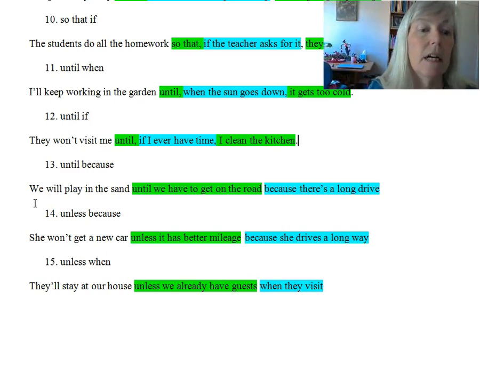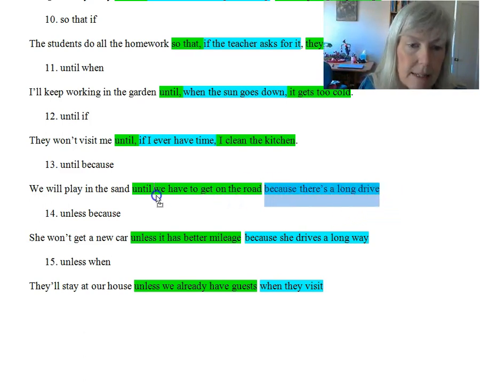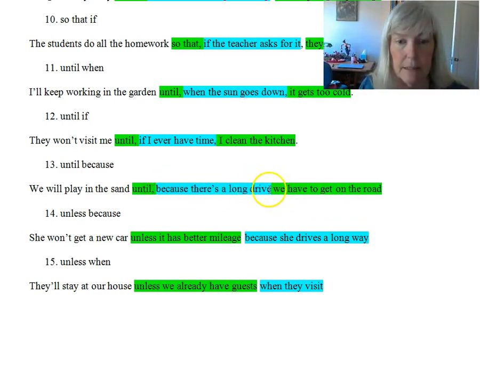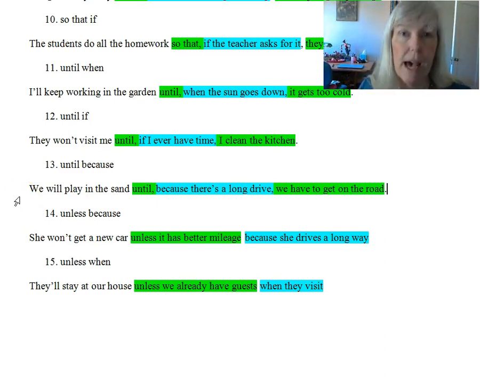Until and because. We will play in the sand until we have to get on the road because there's a long drive. I can put that because right after the until, put in my commas, put a period at the end, and we will play in the sand until, because there's a long drive, we have to get on the road. It's actually better that way.